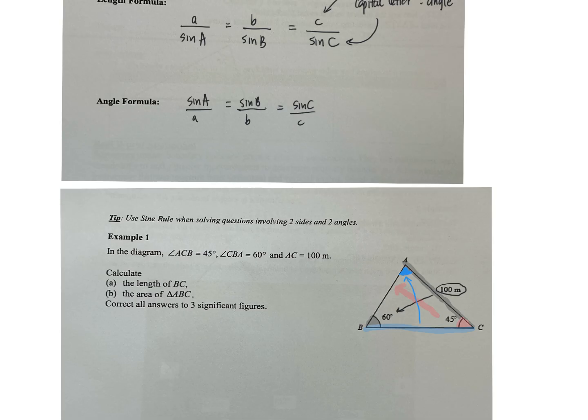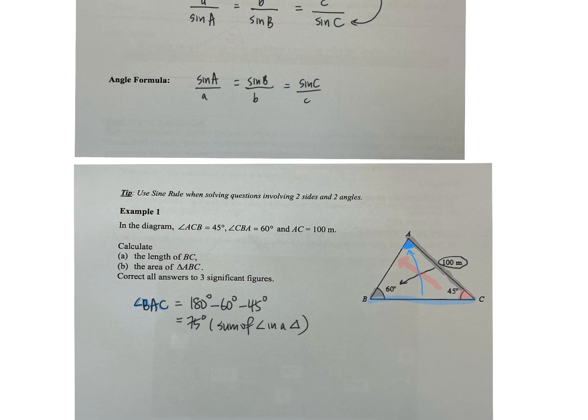What is angle BAC? How to find? Correct. So just your Sec 1 foundation: 180 minus 60 minus 45, you get 75. Sum of angles in a triangle. Do you have to write the reason? No need, but it's a good practice. Okay, once you know this is 75, the question wants you to find this length BC.